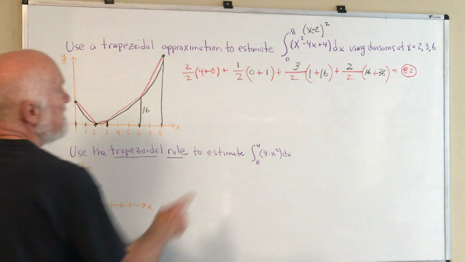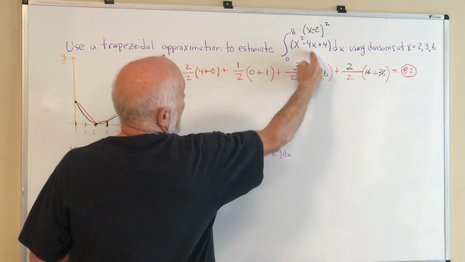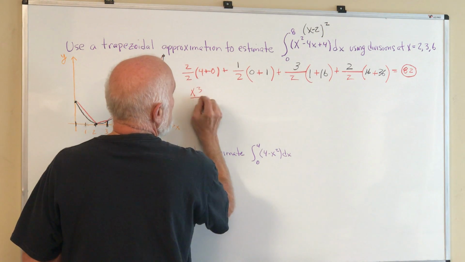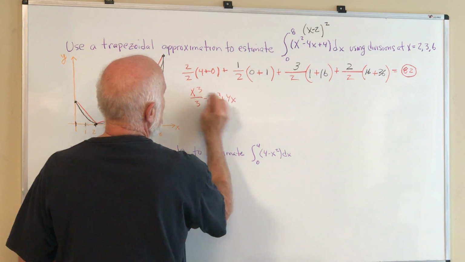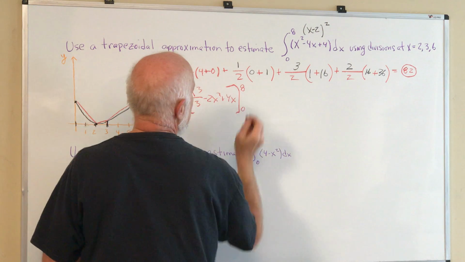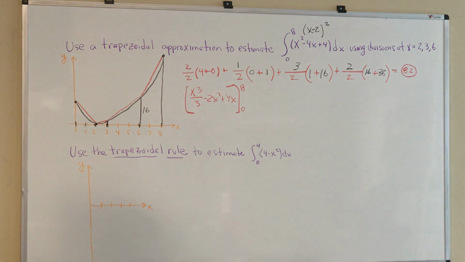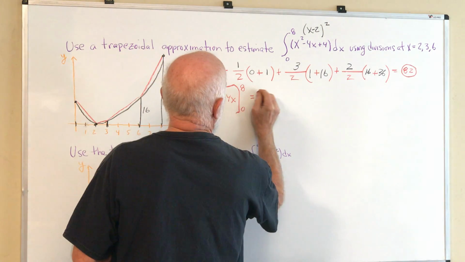The actual, if we take the antiderivative of that, we get x cubed over 3 minus 2x squared plus 4x. And if we go from 0 to 8, again, it takes a little plugging in. It turns out to be 74 and 2/3.